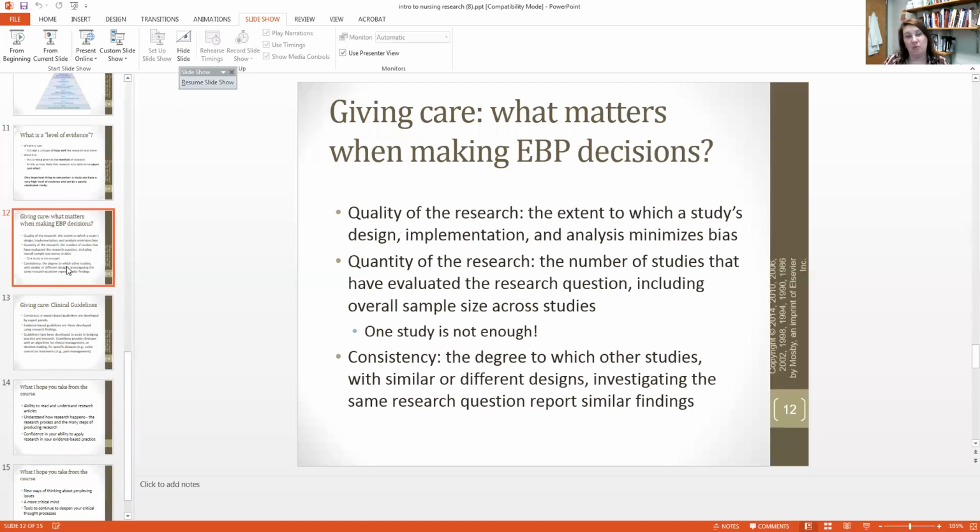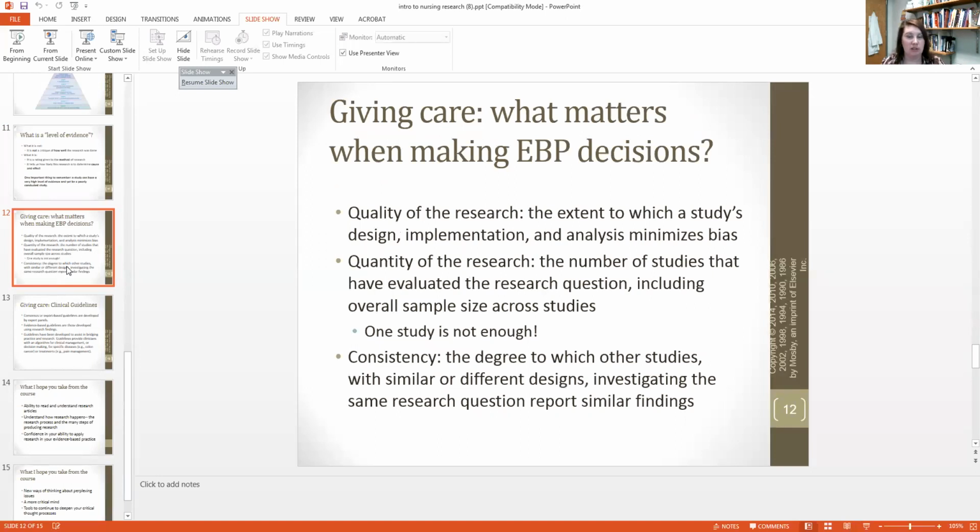Giving care. What matters when you're making evidence-based decisions? Again, when we are caring for our patients, we want to make sure that we are using quality research that is seeking to minimize bias, that there are enough studies that we can really feel a sense of, yes, this has validity to it, that there's been enough rigor done with this.